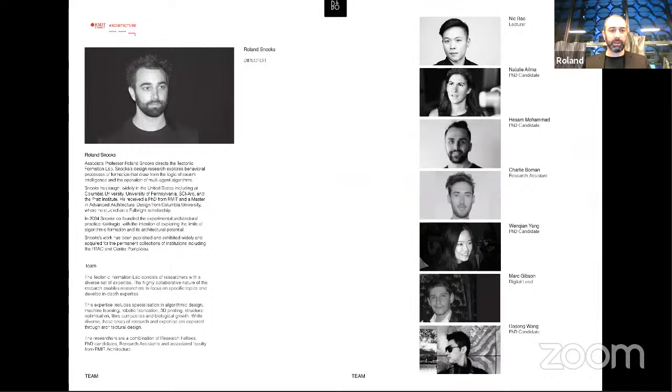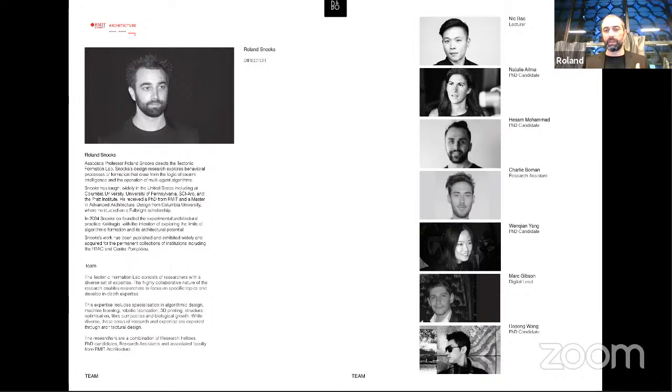So I direct the lab. My name is Roland Snooks, and there's 8 full-time researchers in the lab, which is Nick Bao, Natalie Lima, Hassan Mohammed, Charlie Bowman, Wenqing Yang, Mark Gibson, and Da-Sung Wang. And so this is a combination of PhD candidates and faculty members here at RMIT Architecture. And each one has a very particular expertise.